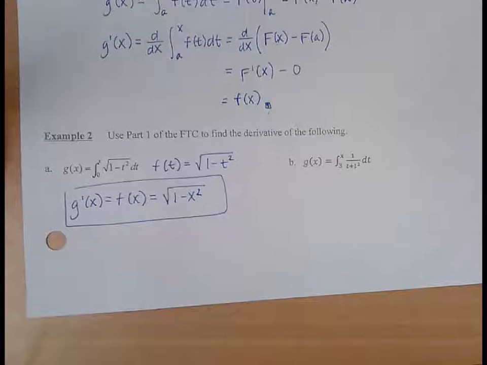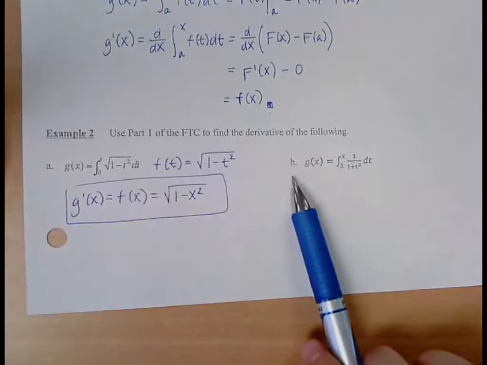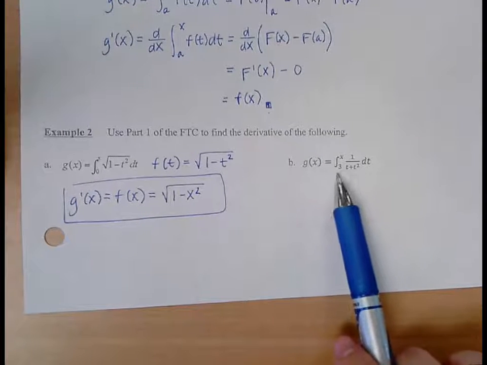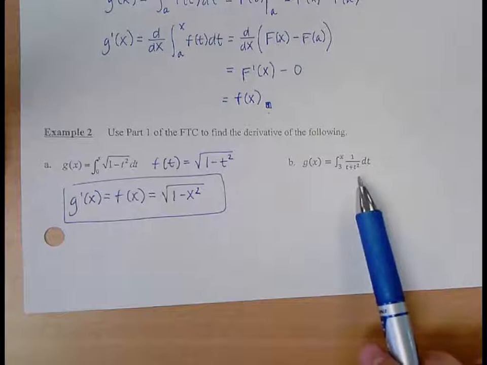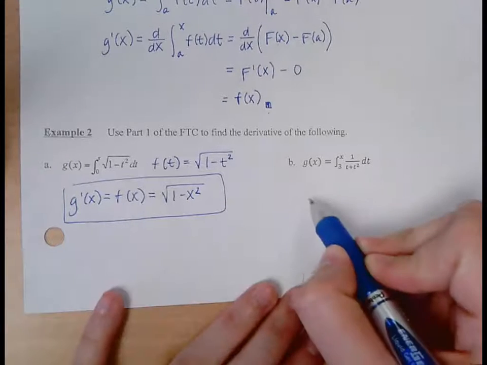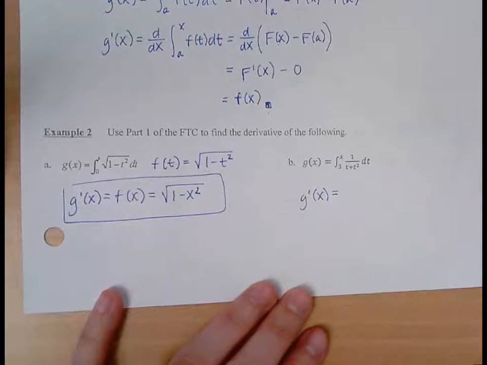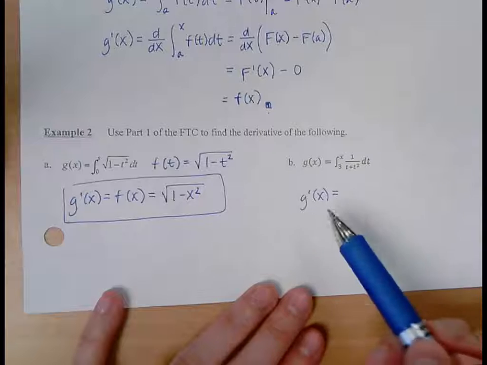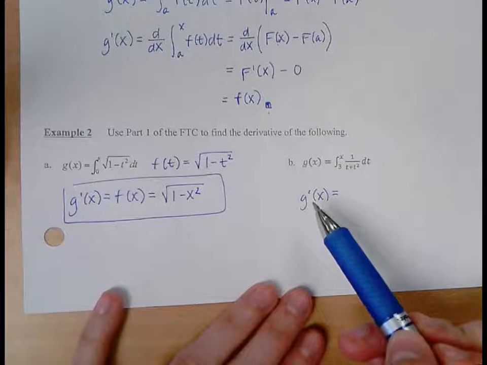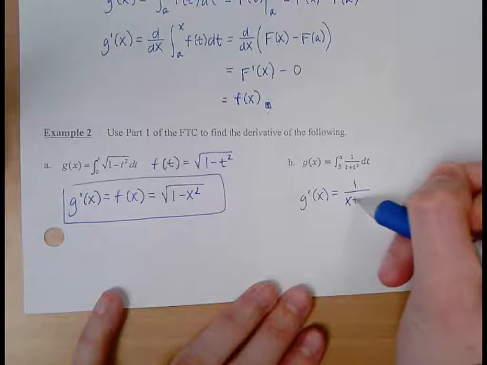Okay, are there questions on this? It does not matter what your lower limit is. So in example B, g of x is the integral from 3 to x of 1 over t plus t squared dt. The 3 does not matter. G prime is still just going to equal f of x. So it's going to equal 1 over x plus x squared.